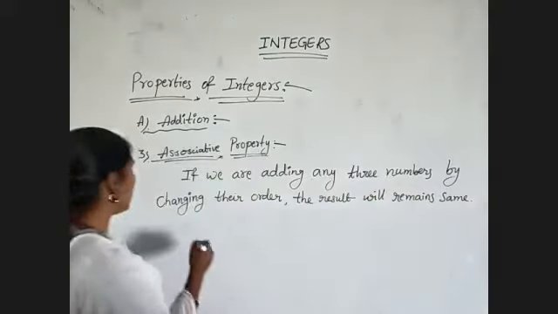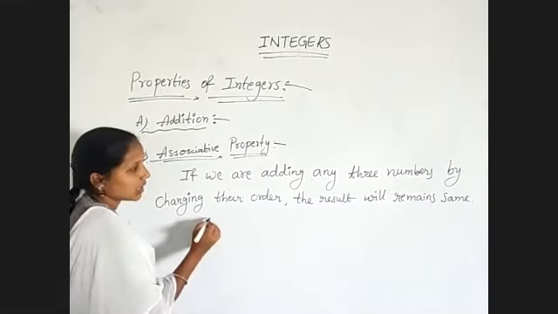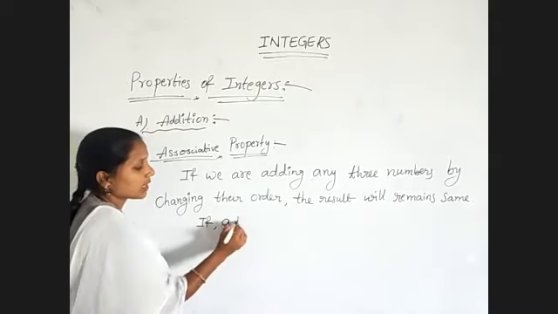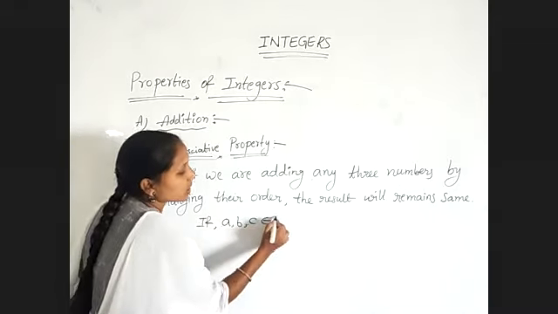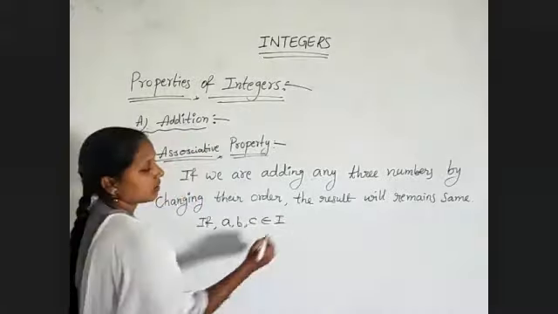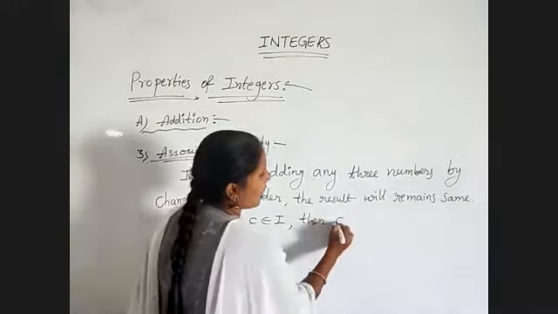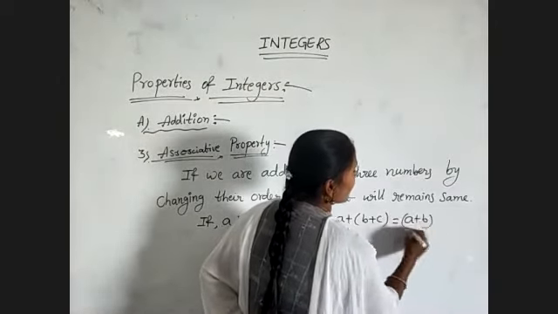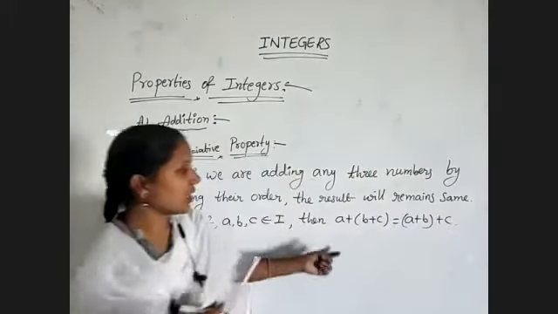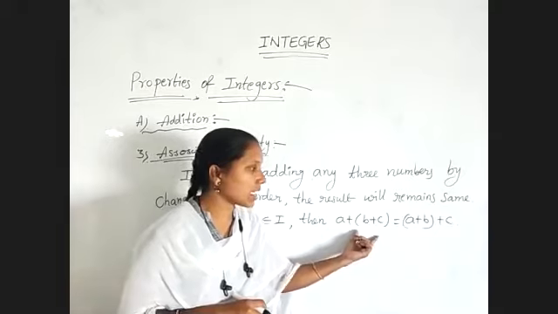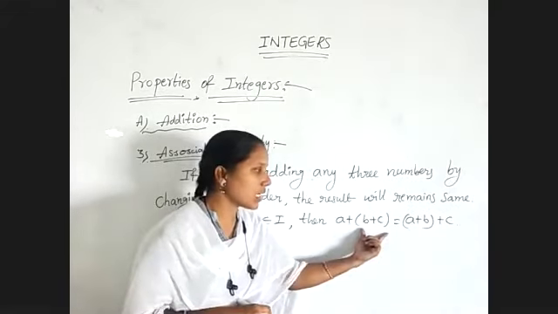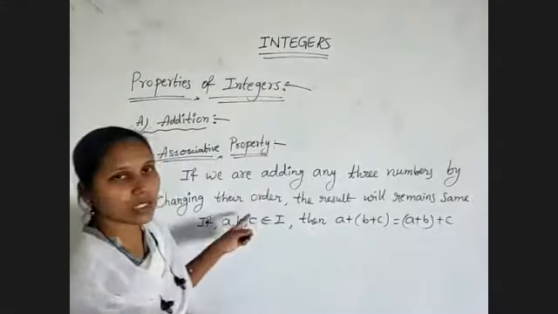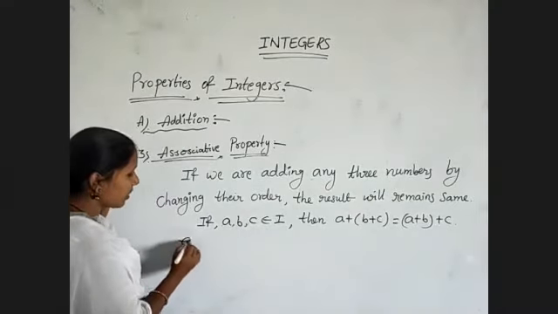So now write the statement. Here we are talking about three integers. If A, B and C belong to Z or I, then A plus B plus C is equal to A plus B plus C. Just observe, here all are addition only. Whenever three numbers are there, and all are having plus only, in that case we need to use associative property. Now coming to the example.